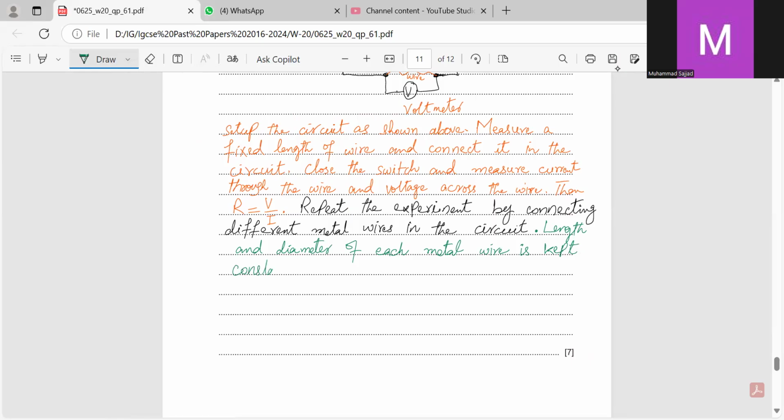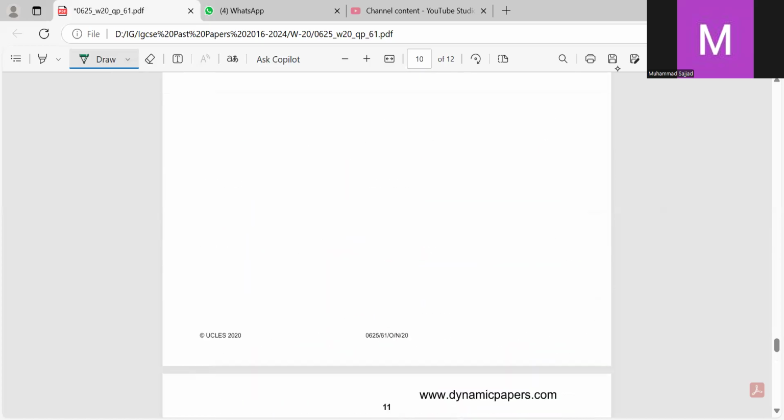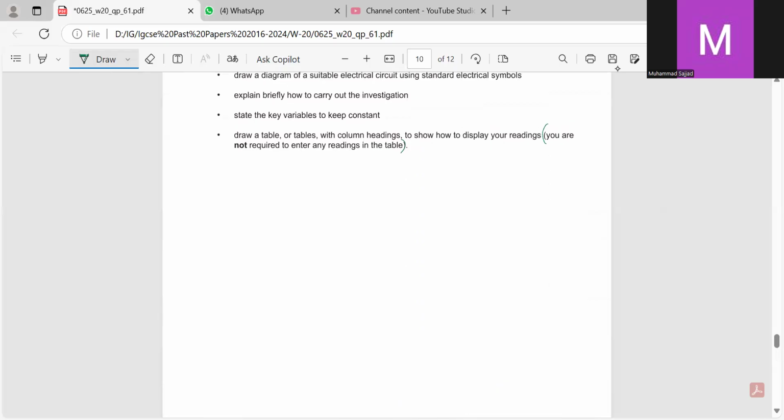for a fair test. Right now we are investigating the effect of type of material, in other words the metal, on the resistance of wire. If we change the length every time or diameter every time, then resistance is also affected by the length and diameter of the wire. So we will keep them constant. Right now our investigation is how the resistance is affected by the type of metal. Then next, in the end, I think he will be asking to draw a table.